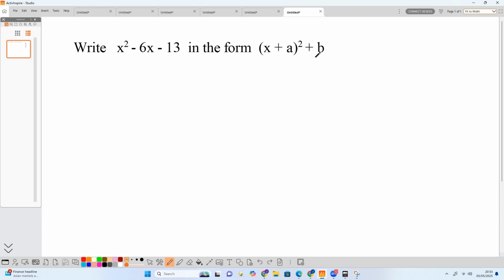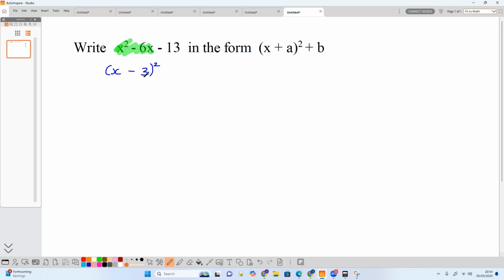It never asks you to necessarily complete the square, but that is the process, and it's by putting it in this form. So how do we do it? First of all, we're just focusing on this section here. And what we do is we take the coefficient in front of the x and we half it. So we write x minus 3, that's half of the x coefficient, squared.